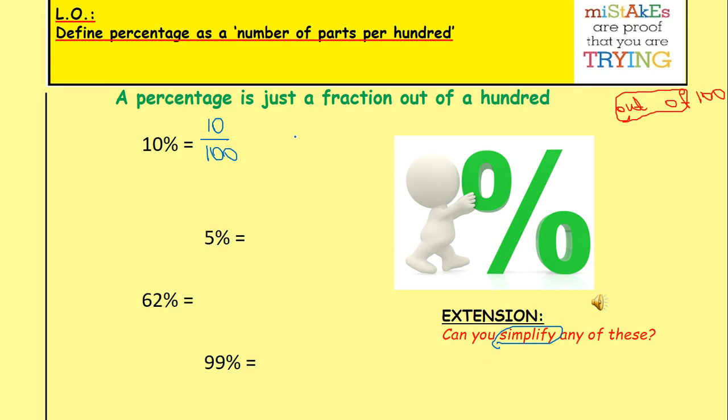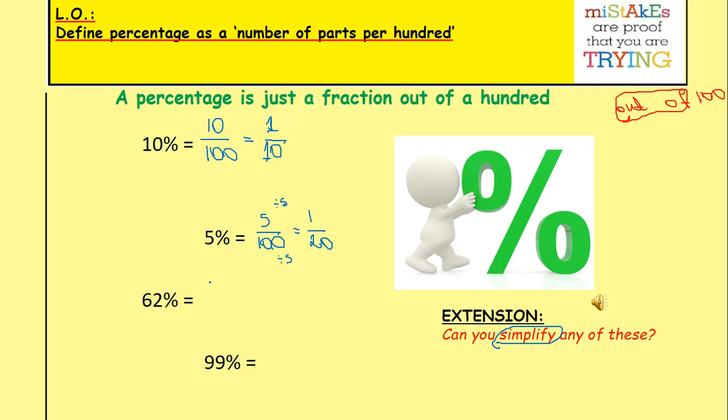So what number can I find as a factor of 10 and 100? 10. So 10 divided by 10 gives me 1, and 100 divided by 10 gives me 10. So my answer is 1 out of 10, or 1/10. 5%, 5 out of 100. Again, I'm checking if I can find a number which is a factor of 5 and 100. And I know it's 5. So 5 divided by 5 gives me 1, and 100 divided by 5 gives me 20. So my answer is 1/20th.